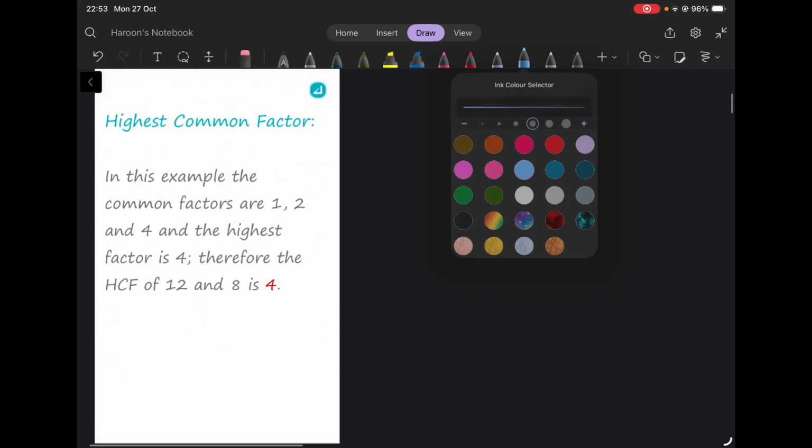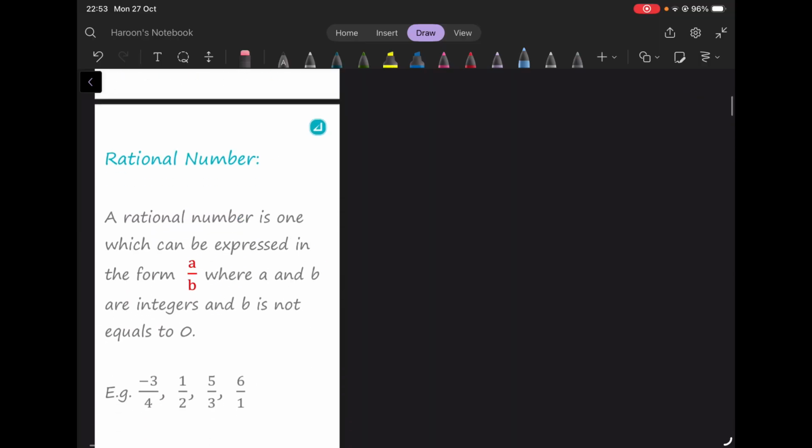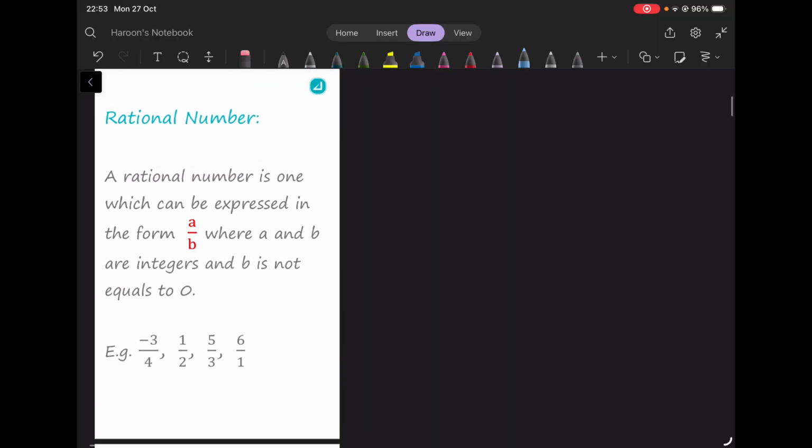Okay, now next up, rational numbers. Now this is important. The definition of a rational number is any number that can be written in the fraction form a over b, where both a and b should be integers. A and b should be integers. So a few examples are given over here. The signs don't matter. It can be negative or positive. So negative 3 over 4, 1 by 2, 5 by 3, 6 by 1, and so on.